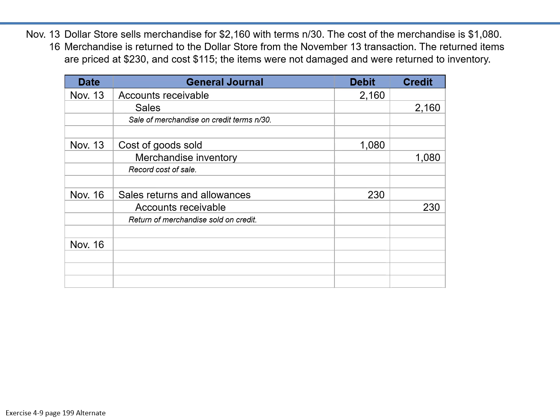And then we need to record the cost, or restore those items to inventory and reduce our cost for the items that were returned. So we're going to increase our merchandise inventory for the cost of $115, and we're going to reduce our cost of goods sold with a credit of $115.